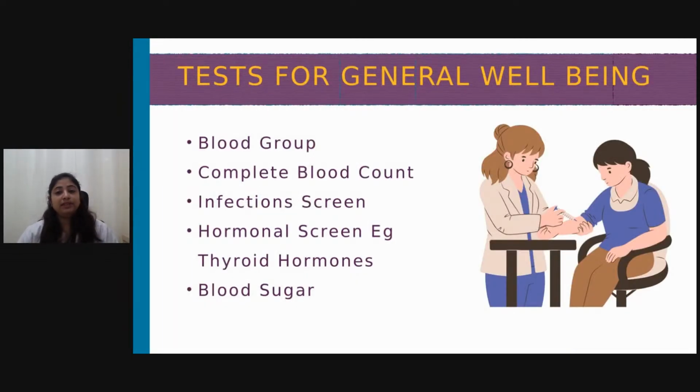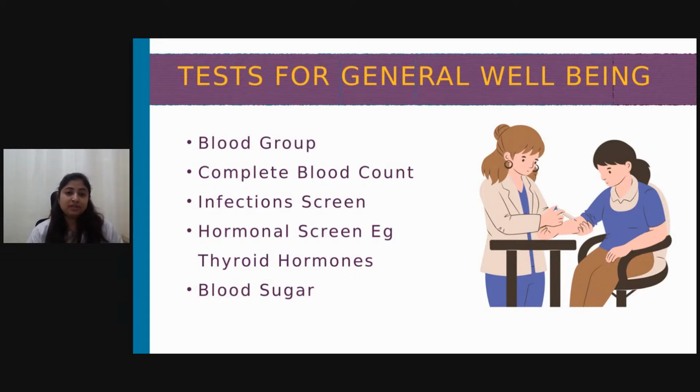Now coming to the tests. Tests will depend upon any of these features. Whenever you visit a fertility specialist, they will first give some set of tests done for your general well-being, like your blood group and your complete blood count to look for hemoglobin. If there are any problems like anemia, or infections, the blood count shows it. These are basic tests important for general well-being, because for you to have a pregnancy, it's important for you to be healthy first.